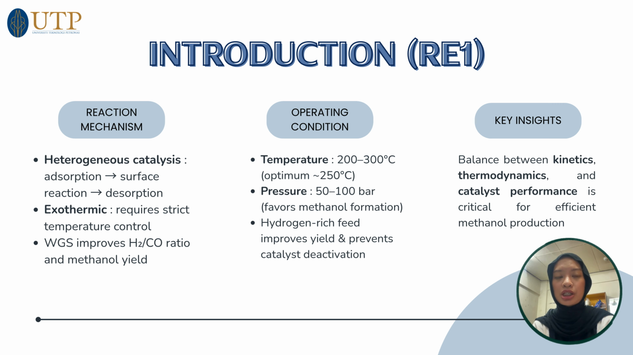Typical operating conditions are 200 to 300 degrees Celsius, with an optimum around 250 degrees Celsius, and pressures between 50 and 100 bar to favor methanol formation. A hydrogen-rich feed also improves yield and prevents catalyst deactivation. Overall, efficient methanol production requires a careful balance of kinetics, thermodynamics, and catalyst performance.